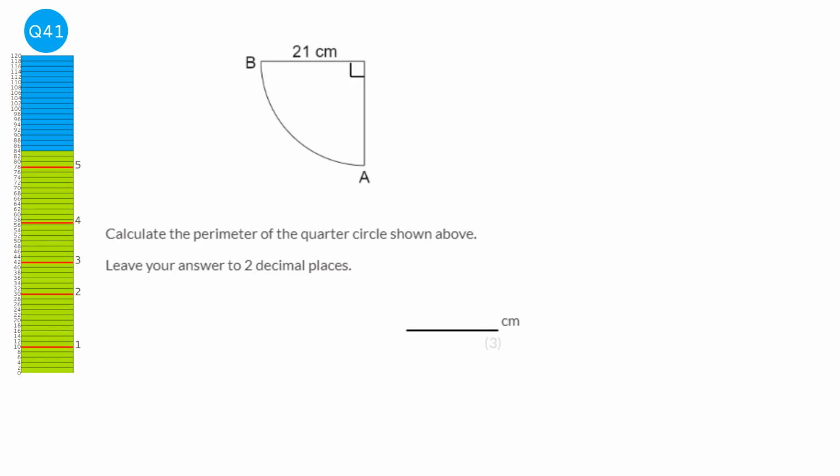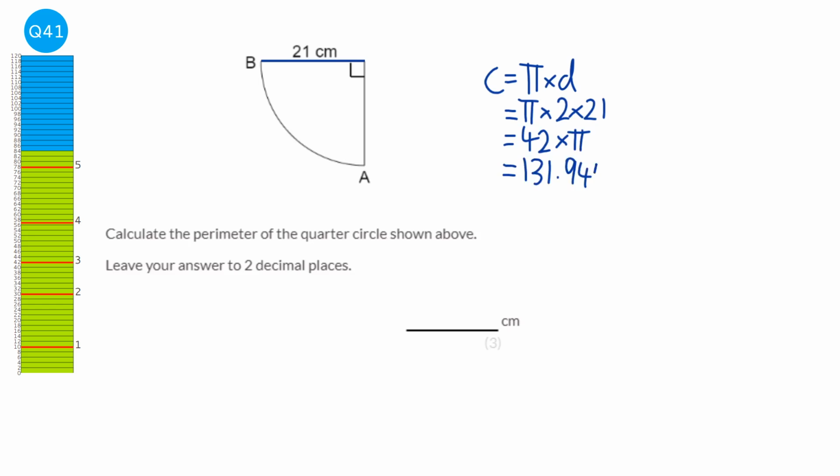The first thing we can do is work out what the circumference of the full circle would be. Obviously we haven't got a full circle here, but what the circumference of the full circle would be had we got a full circle. So that's going to be pi times the diameter. The diameter is twice as big as the radius, and this 21 centimeters here is the radius of a full circle. So that's going to be pi times 2 lots of 21, which is going to be 42 times pi, which is going to be 131.946 and so on.